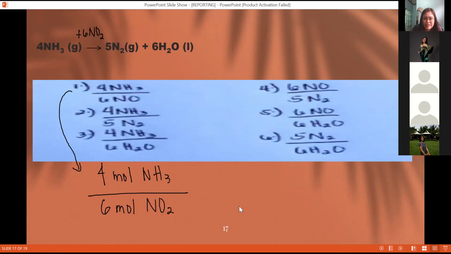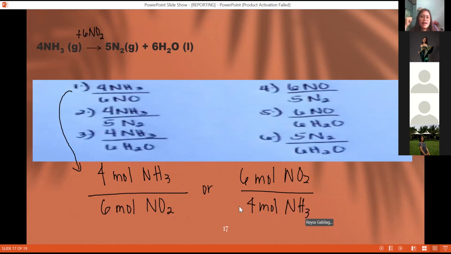Or we can write, pwede natin siyang ibaliktad. So, 6 moles of NO2 will yield 4 moles of ammonia. So, ayan ang answer ha. Did I answer your question, Eden? Yes, ma'am. So, dapat dalawa gid siya, ma'am. Yes. So that's the same thing with the other problem, with the other answers, just like this one.